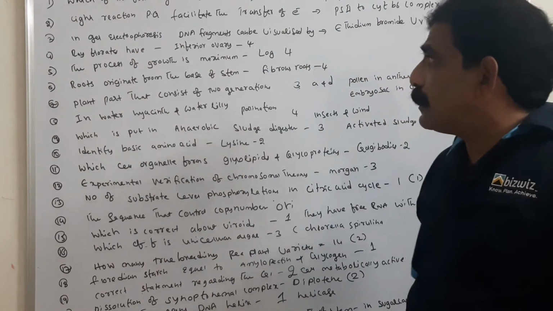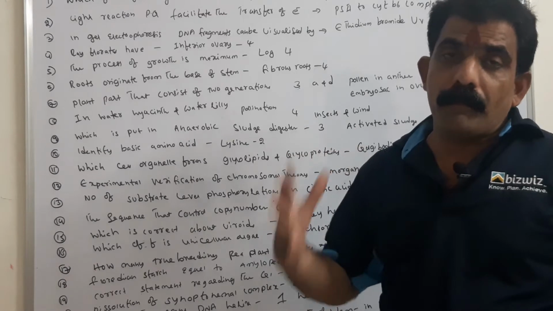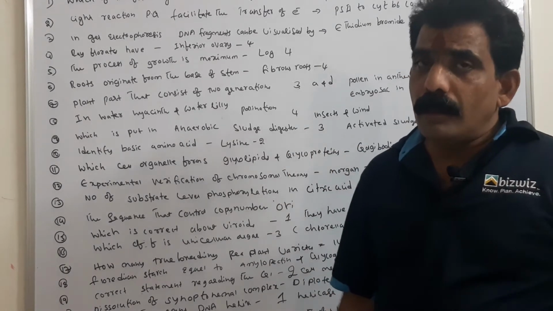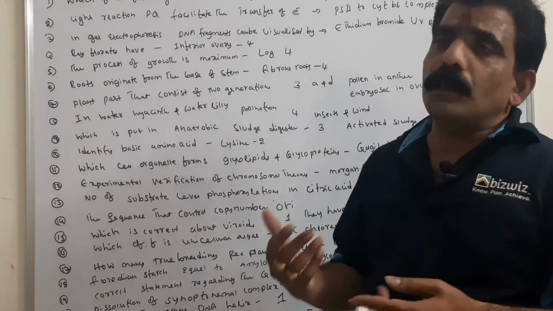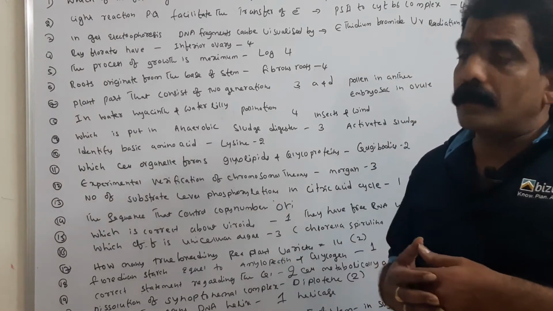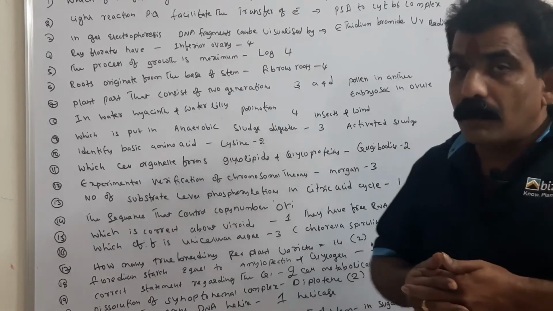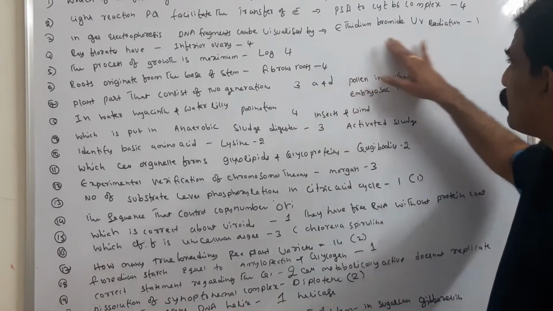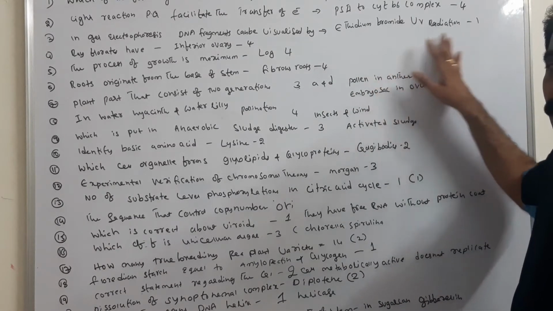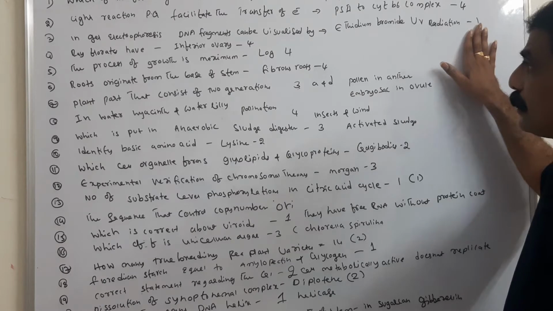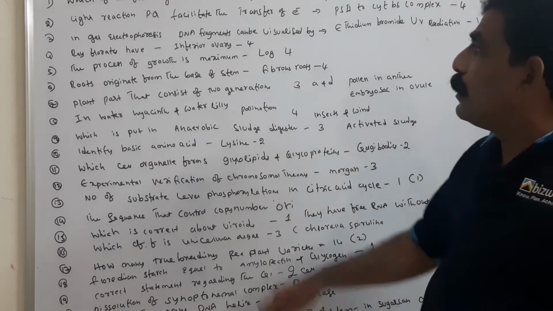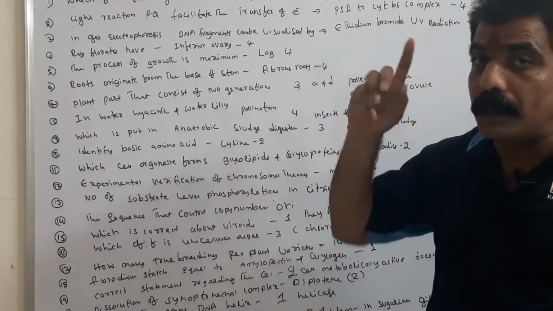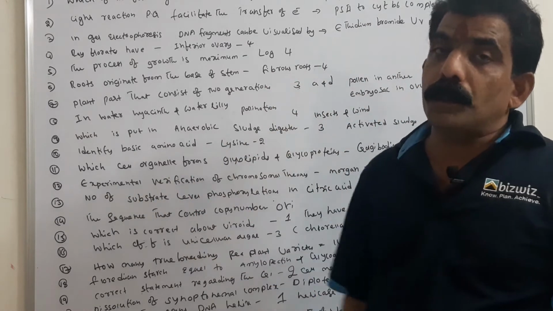In gel electrophoresis, DNA fragments can be visualized by ethidium bromide. After adding the ethidium bromide, it should be exposed to UV light. So ethidium bromide and subsequent exposure to UV light is needed, and such an option is given in the first option. So the first option is the right answer.